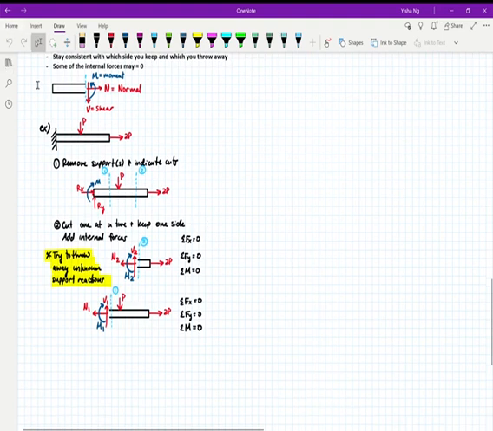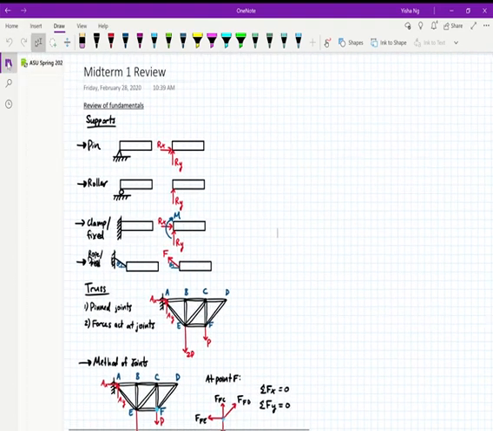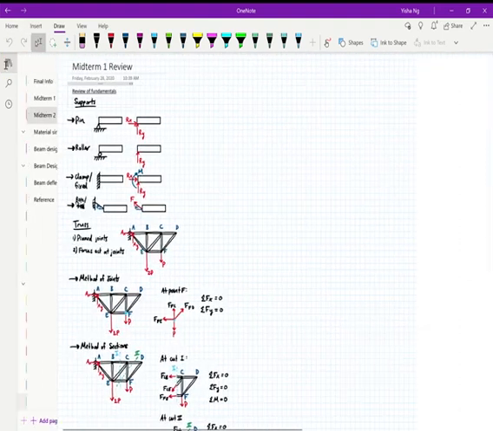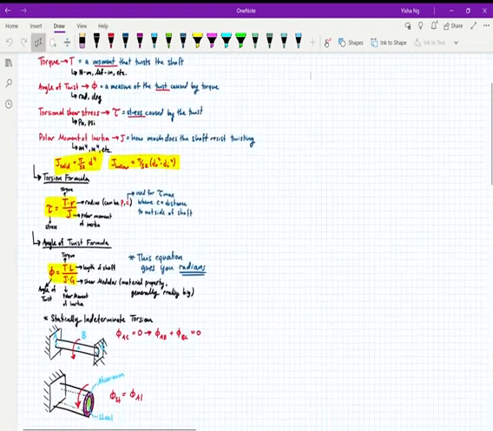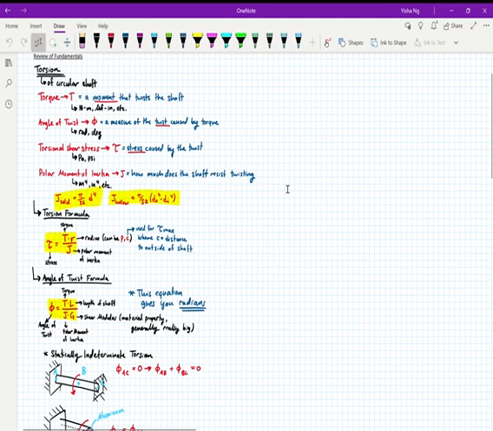Okay, that's the material we did on midterm 1. For midterm 2, we had torsion. Like I said before, in this class we only deal with torsion of a circular shaft.